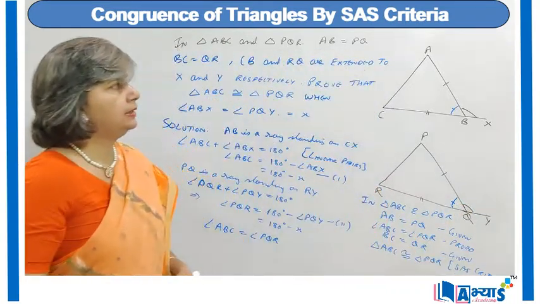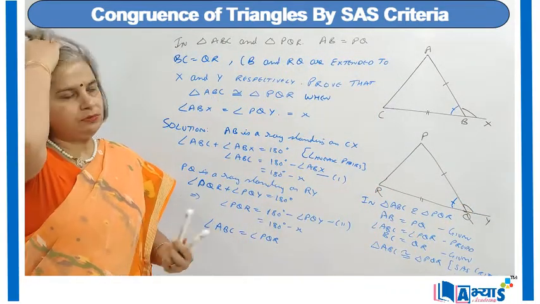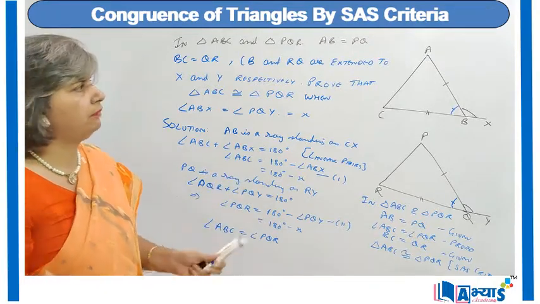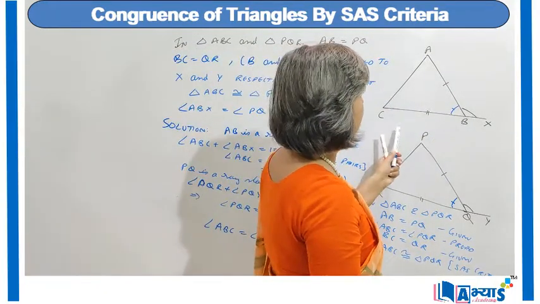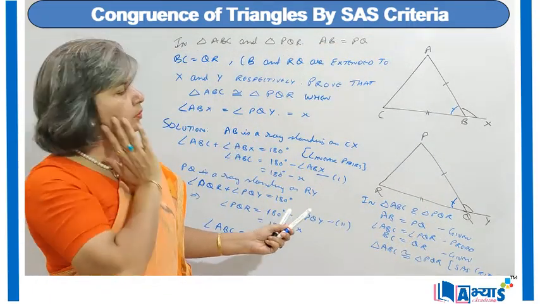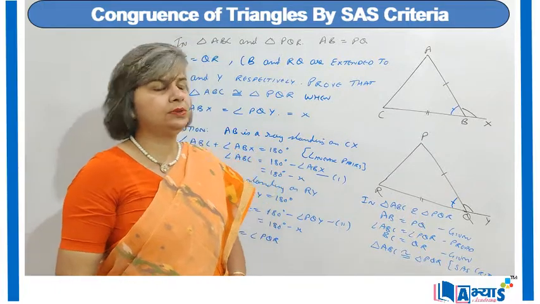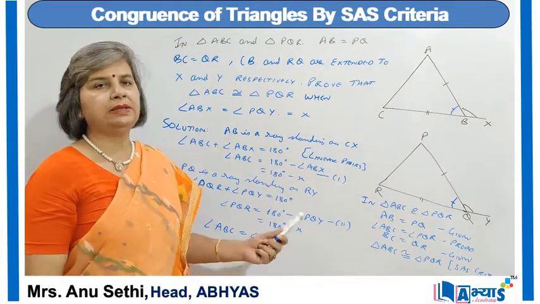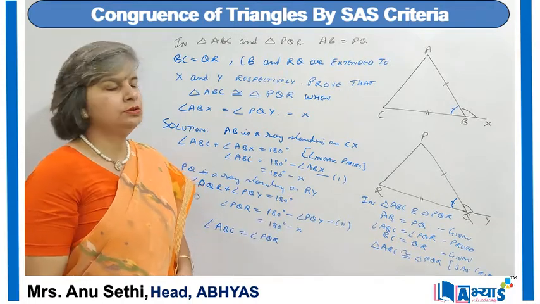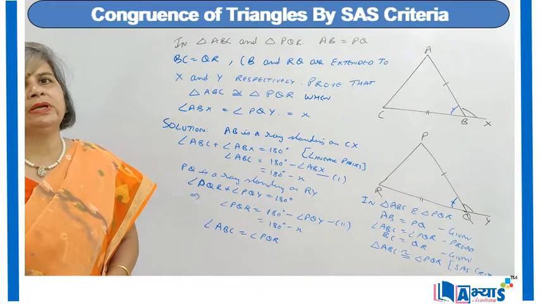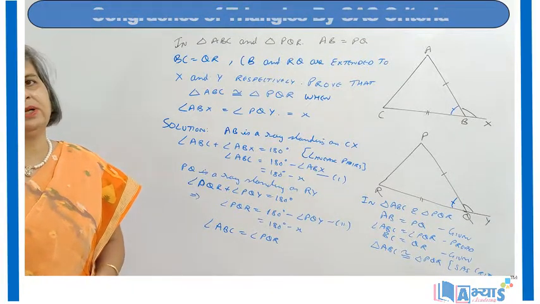Now in the two triangles, AB is equal to PQ, it is given to us. BC is equal to QR, it is also given to us, and we have proved that angle ABC is equal to angle PQR. So we can say that two sides and the included angle of one triangle are equal to the two sides and the included angle of the other triangle. So we can say that the two triangles are congruent. Hence this is how we can apply the concept of SAS criteria of congruence.